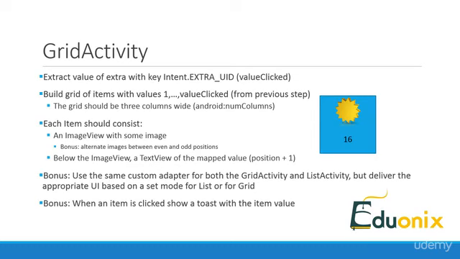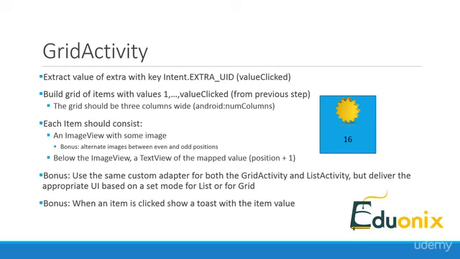Again, a bonus if these images alternate between even and odd positions. Below the image view should be a text view containing the map value of that position. Again, that should consist of the position plus 1 and go into the value passed from the previous list activity. Again, a custom adapter should be used to utilize the custom UI for each item.